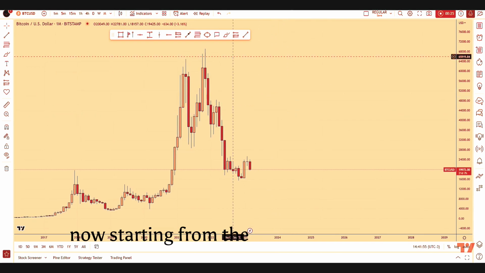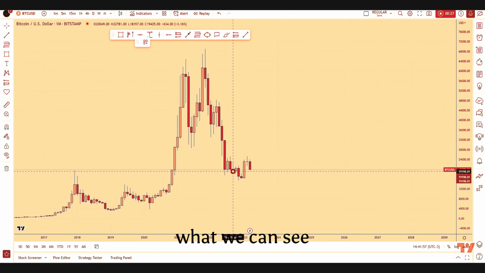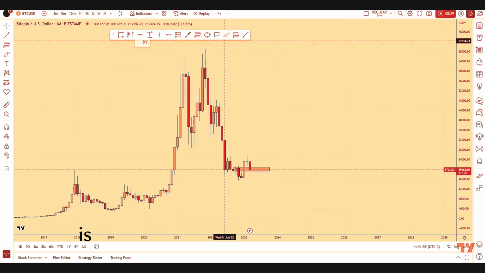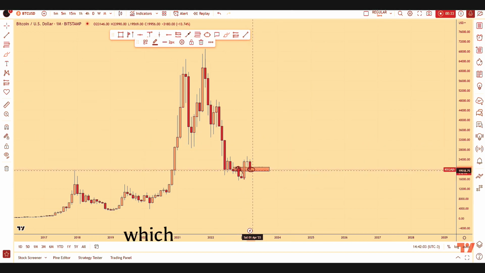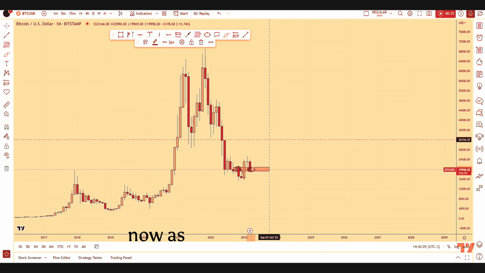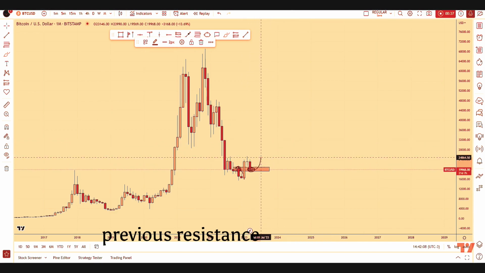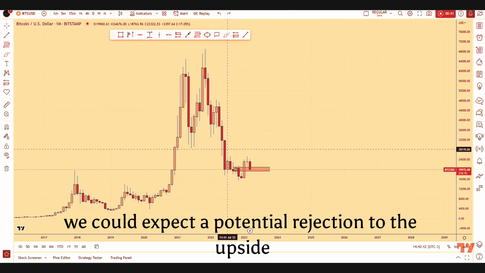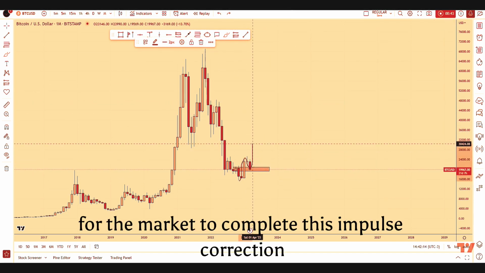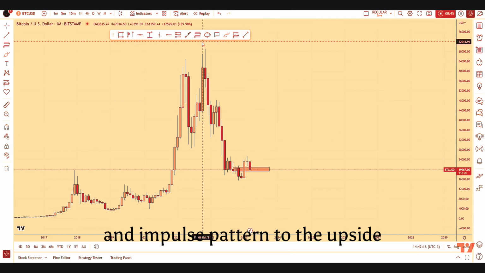Now, starting from the monthly time frame, what we can see is that we have a market which at the moment is testing a quite strong level of previous monthly resistance, which is now turned support. Now, as the market is testing previous resistance turn support, we could expect a potential rejection to the upside for the market to complete this impulse correction and impulse pattern to the upside.